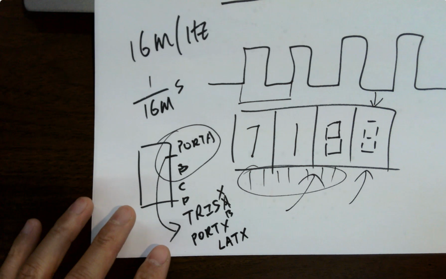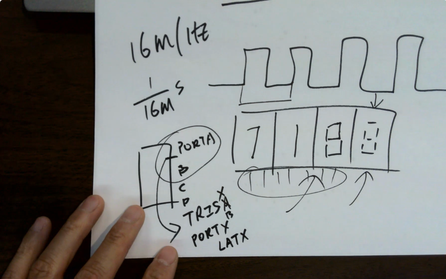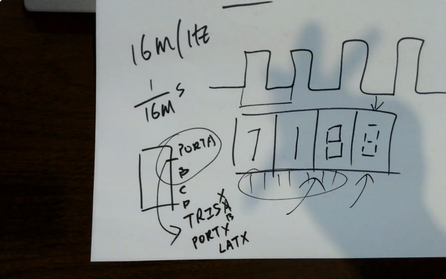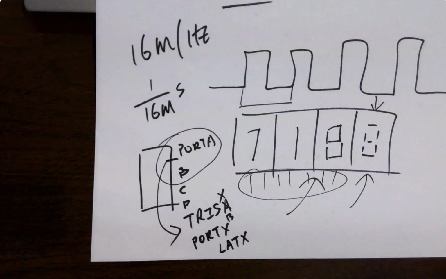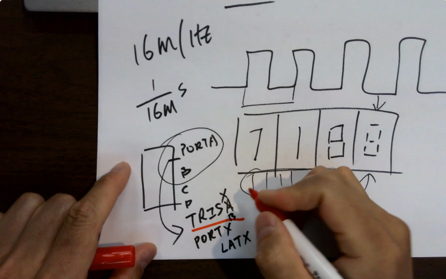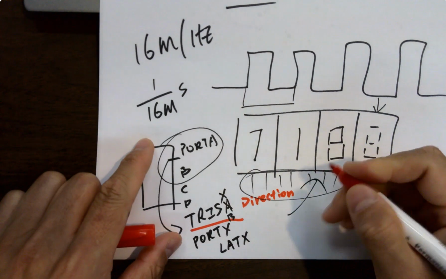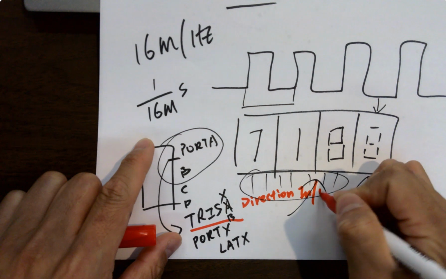And they are being used for certain purposes. And you have to set them up every single time when you use it. However, the MCC GUI will go through all the steps and do it for you. So TRIS is the direction register. It controls in or out. Let me show you one more thing.